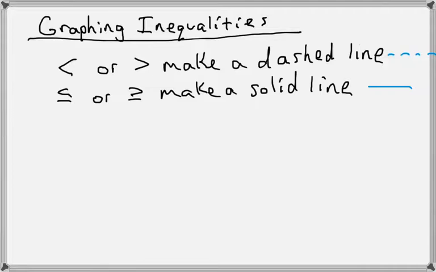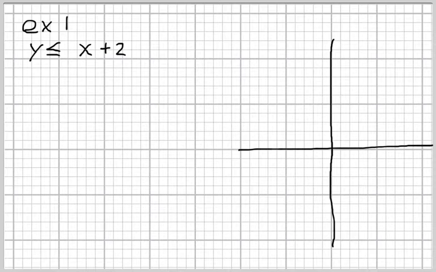And then the other difference is that we are going to have to shade an entire side of the line, because it's no longer just going to be a line. We have to account for the greater than or the less than aspect. So let's take a look at the first example.